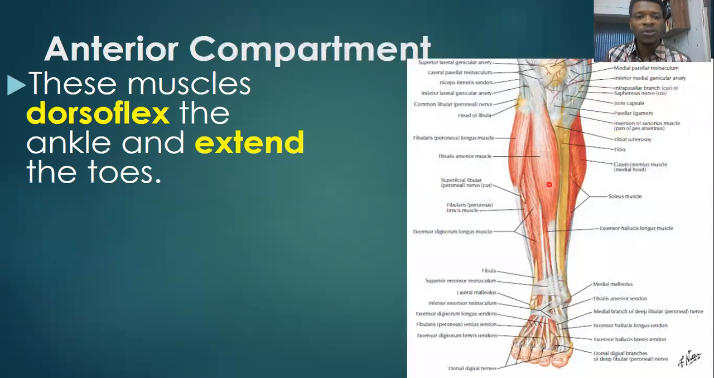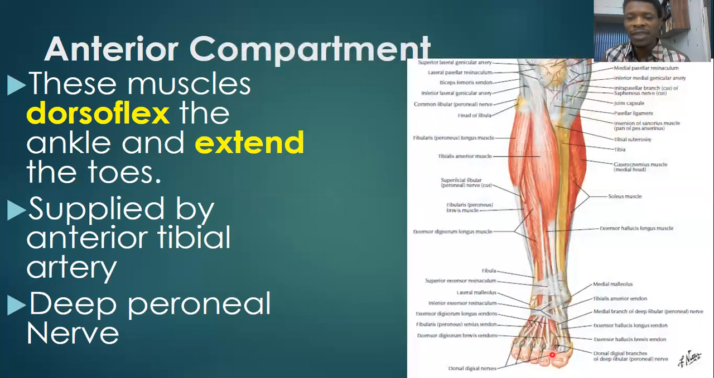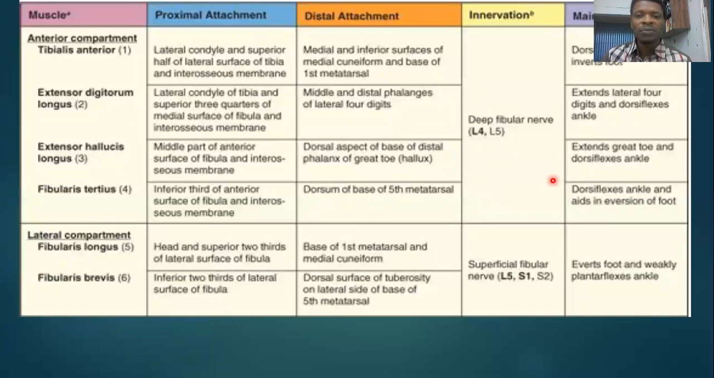They are all dorsiflexors, and they all extend the toes. They dorsiflex the ankle and they extend the toes. They're supplied by the anterior tibial artery, that's the blood supply, and they are innervated by the deep peroneal nerve, also known as the deep fibular nerve. This is showing us this in table format.